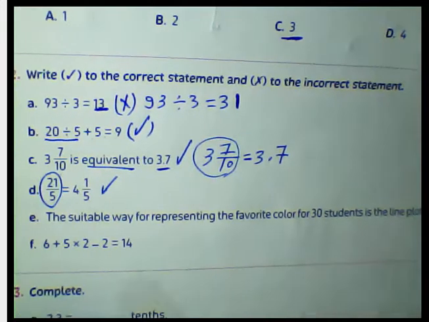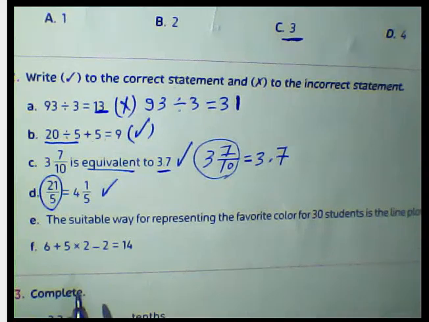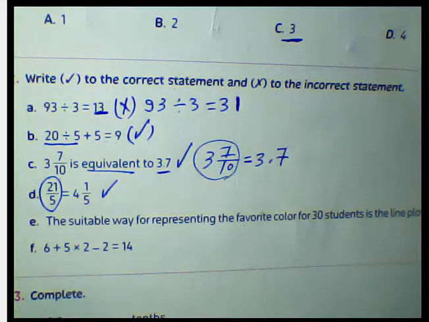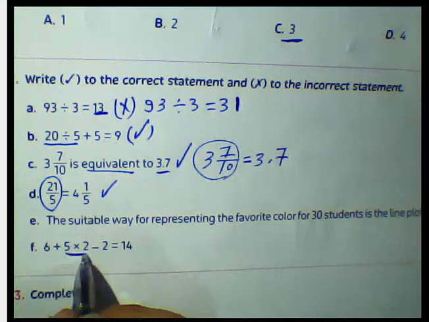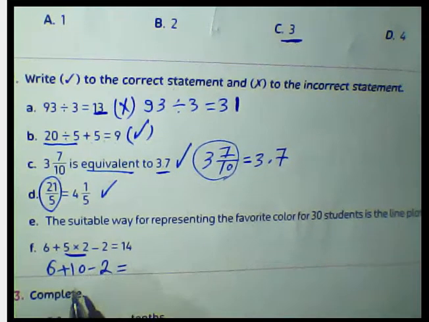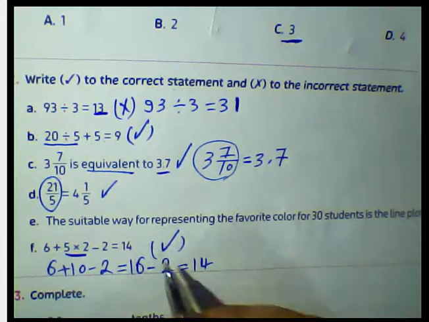Okay, 6 plus 5 multiplied by 2 subtract 2 equals 14. It's the order of operations. The order of operations tells us we must do parentheses first, exponent next, multiplication and division in the same step, addition and subtraction in the same step, first come, first served. In this example, we have addition, multiplication, and subtraction. What is the first operation we must do? Multiplication or addition? We must do multiplication first. So the result will be 6 plus 10 subtract 2. 6 plus 10 equals 16. 16 subtract 2 equals 14. It will be true.